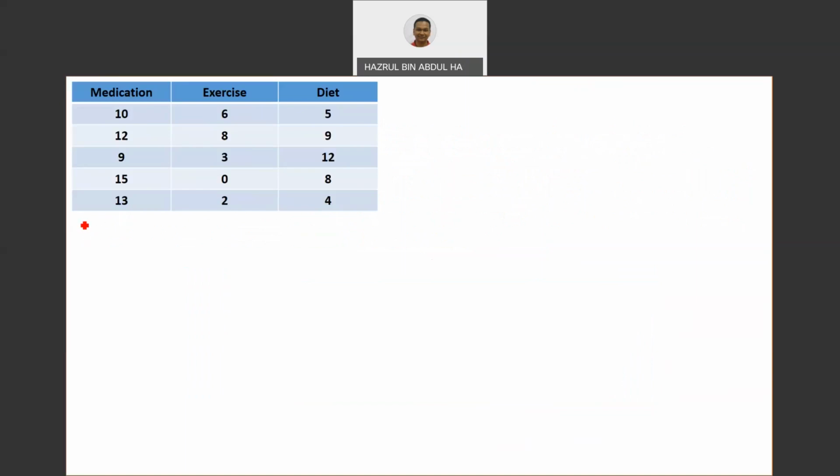In the previous lecture, we found the mean for the first group, which is 11.8. The mean for the second group is 3.8, and the mean for the third group is 7.6.